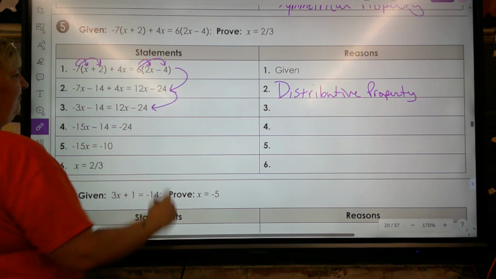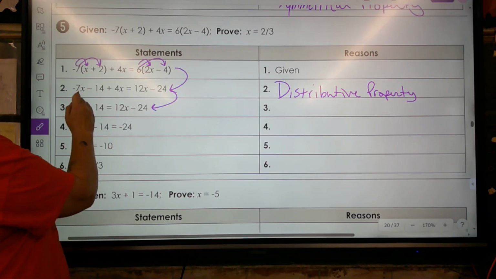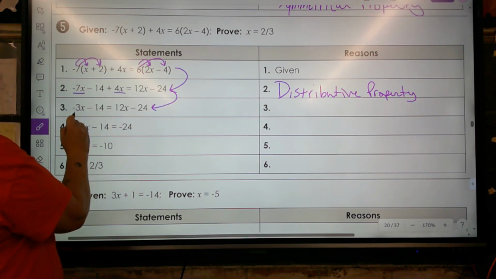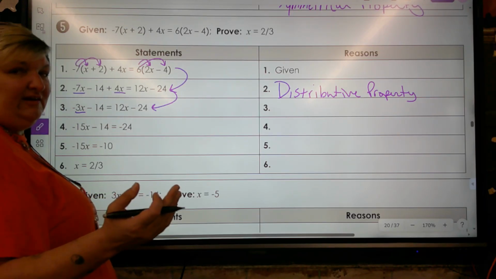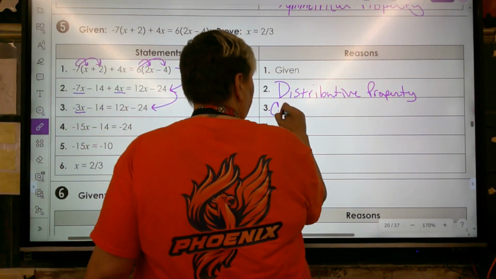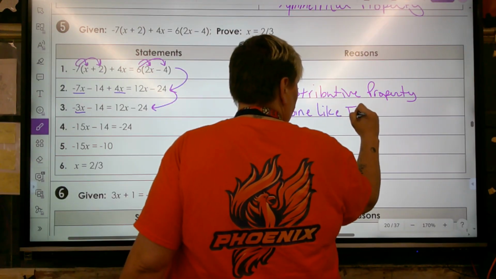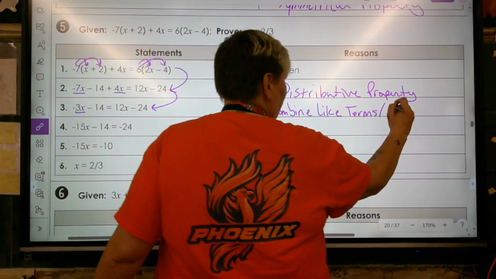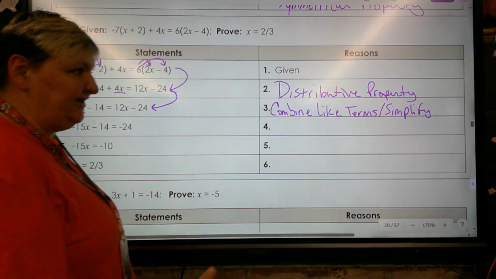All right, from here to here, what changed? This stayed the same, but this changed. This and this became this. Negative 7x plus 4x became negative 3x. You can call that combining like terms or simplifying. I like combine like terms because it tells me exactly what I'm doing. But you could also call it simplify. Basically, they simplify by combining like terms.